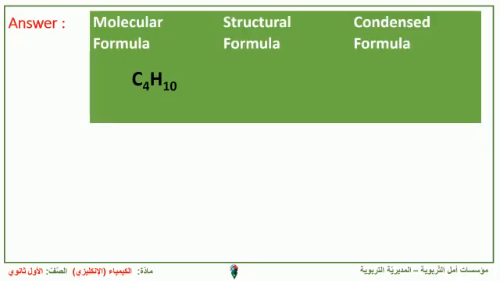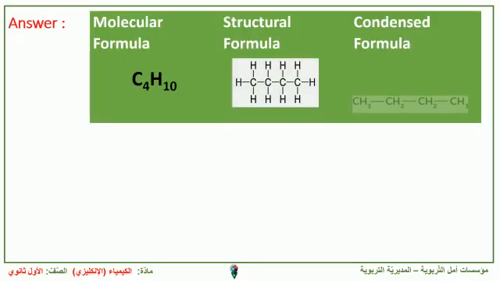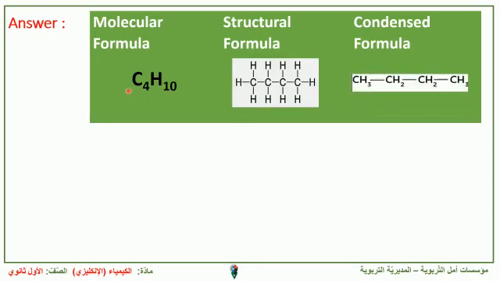Concerning C4H10, this is the molecular formula of C4H10, and this is the structural formula. We have 4 carbon atoms bonded with single covalent bonds and surrounded by hydrogen atoms linked by covalent bonds. In the condensed formula, we could observe only the bonds between carbon atoms. We have CH3, CH2, CH2, CH3.